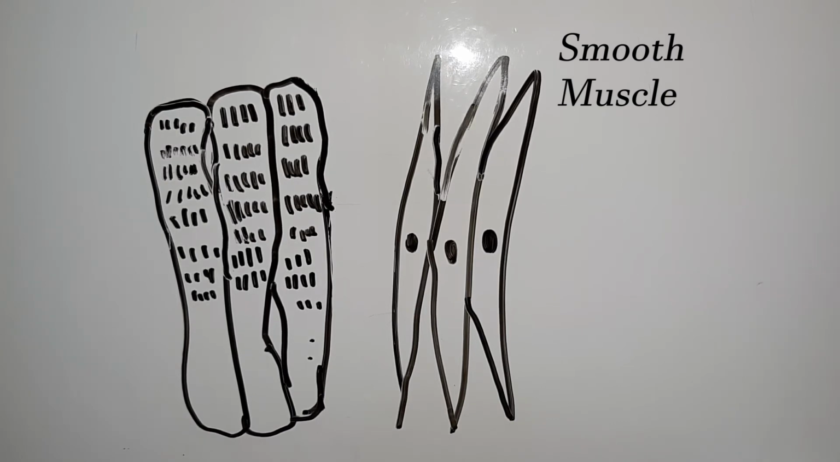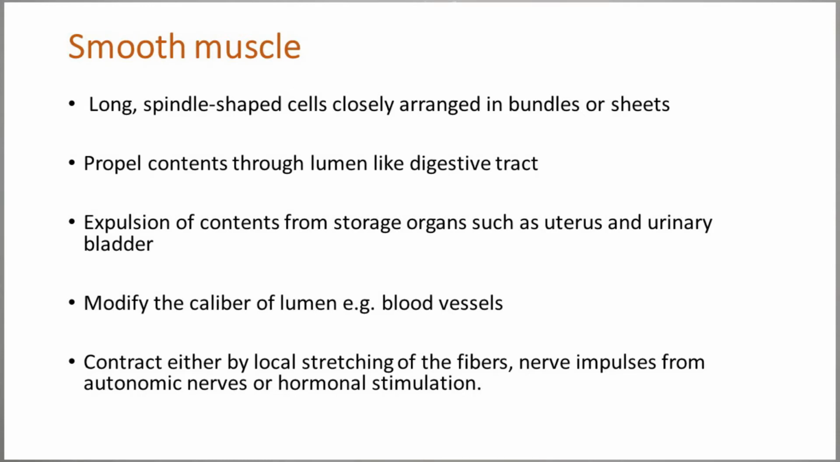So when these muscles contract, they contract in such a way that they cause the expulsion of contents from these storage organs. When the smooth muscle fibers form the wall of the blood vessels, their role is to modify the caliber of the lumen of the blood vessel. Sometimes vasoconstriction happens and the lumen of the blood vessel contracts, and sometimes there can be vasodilation, that is, the lumen of the blood vessel expands or dilates, and this is achieved through the contraction of these smooth muscle fibers in the wall of the blood vessel.